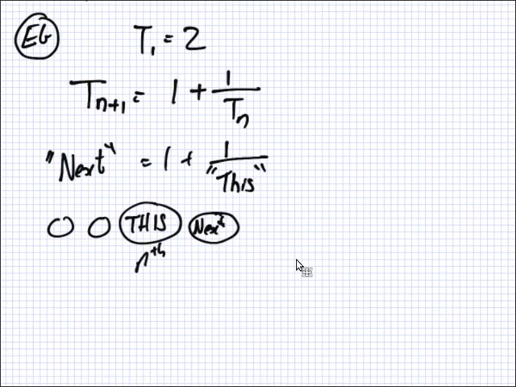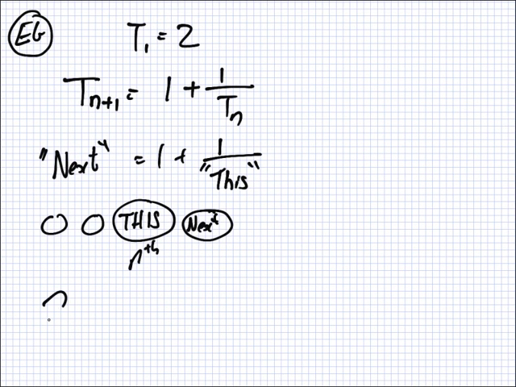Let's try this out. So let's say I start with 2 as my first term. What is the next term? Well, according to my formula, it should be 1 plus 1 over 2. Very good. Which is 1.5. Yes, okay. Now, how do I get the next term? 1 plus 1 over 1.5 is 1.67.